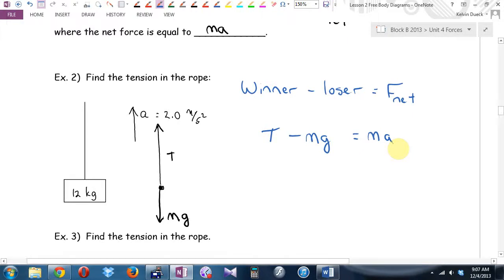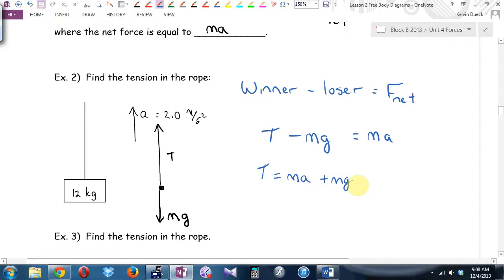Okay, what does this question want me to find? Which is what in my equation? What letter? T. How do I get the T by itself? This is actually a far less complicated equation than some of the stuff we were dealing with last unit, isn't it? I agree with you. Tension is going to be MA plus MG.